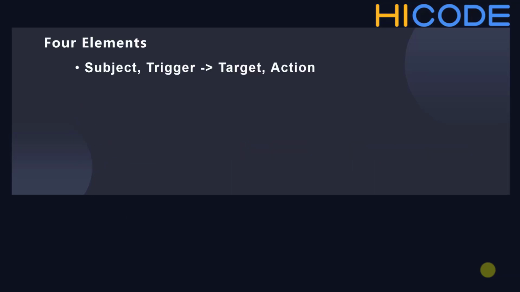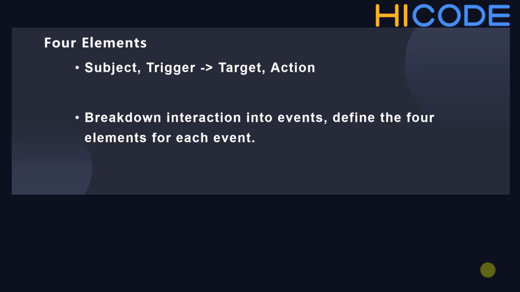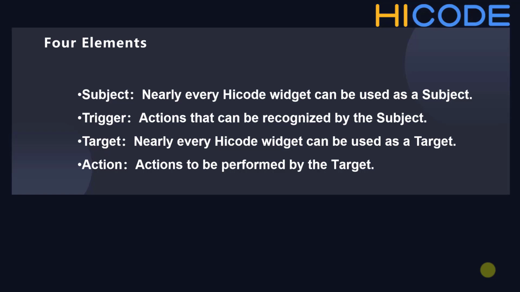Now keep that cause and effect in mind and let's look at the four elements of events. So, the four elements are subject, trigger, target, and action. How to write logics and interaction in HiCode? The answer is break down interaction into events and define the four elements for each event. Next, let's look at the four elements one by one. First, subject. A subject is the receiver of the trigger, and nearly every HiCode widget can be used as a subject. And trigger means actions that can be recognized by the subject. And target is the one that you wanted to take the next action. Nearly every HiCode widget can be used as a target. And finally, actions. Action is the actions to be performed by the target.